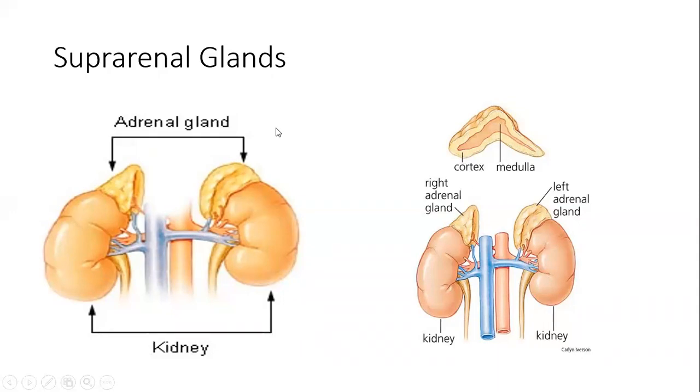Suprarenal glands. These are two in number, right and left, located over the upper poles of both kidneys. These glands are yellowish in color and they are located retroperitoneally over the upper poles of both kidneys. They are surrounded by the renal fascia, but they are separated from the kidneys with the help of perirenal fat.